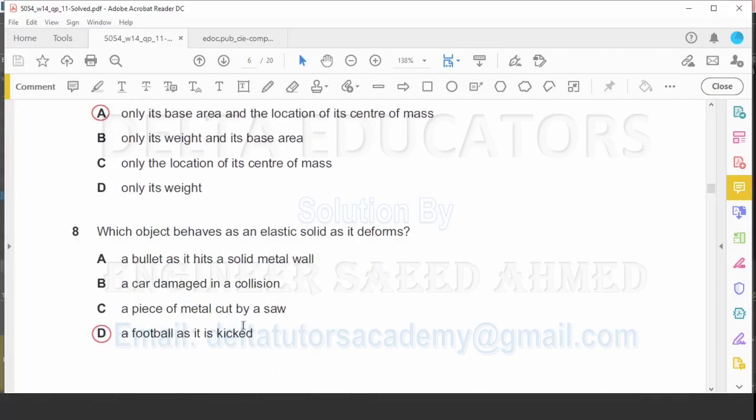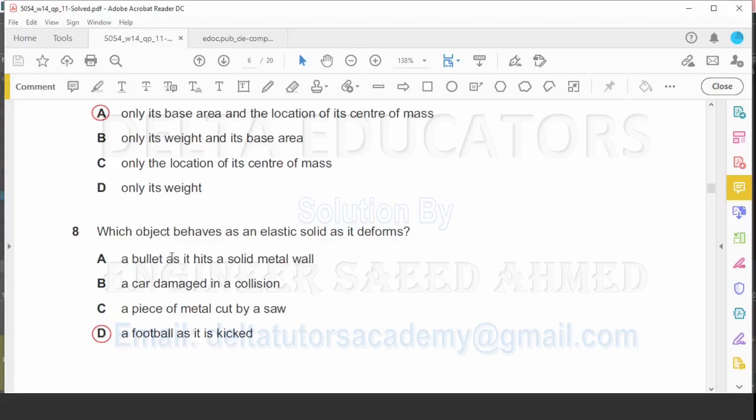Question number 8. Which object behaves as an elastic solid as it deforms? Okay, what is meant by elasticity? If the object regains its original shape, then it is called elasticity. Now, first we will check our options.